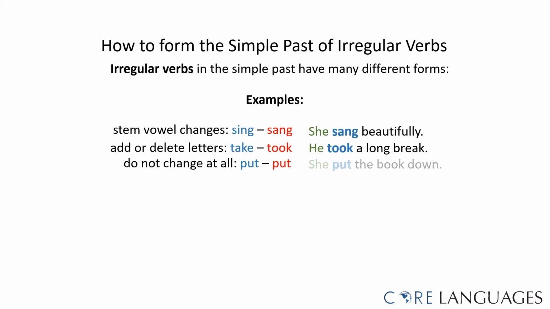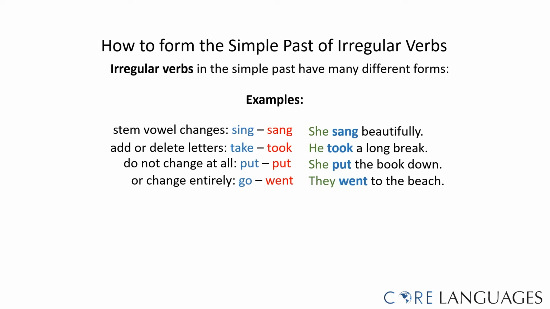Look at the following sentence. She put the book down. This can be confusing. The same sentence in the simple present would be she puts the book down. She put the book down is a sentence in the simple past. There are some irregular verbs that change entirely. For example, the verb to go. To go in the simple past is went. They went to the beach.